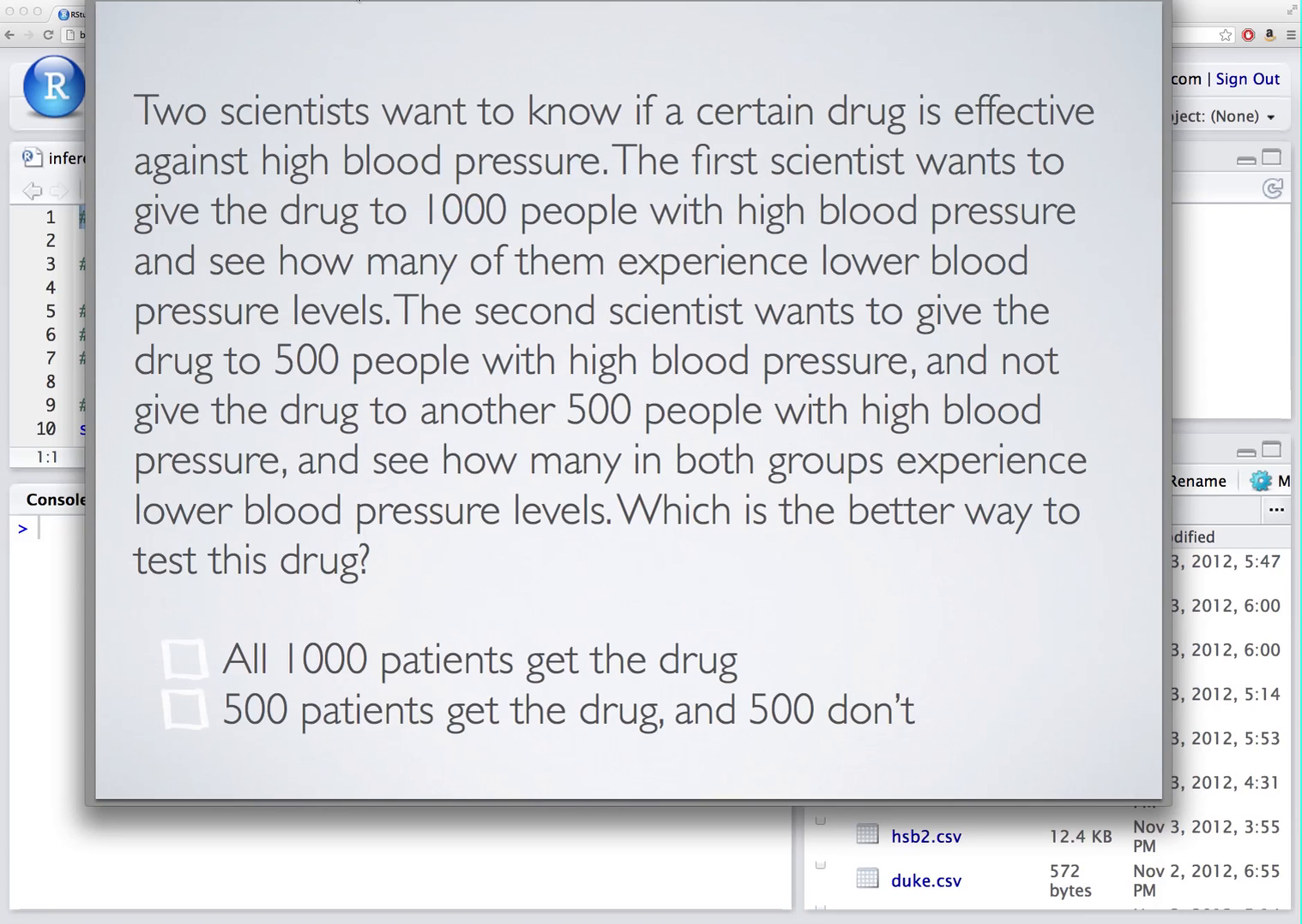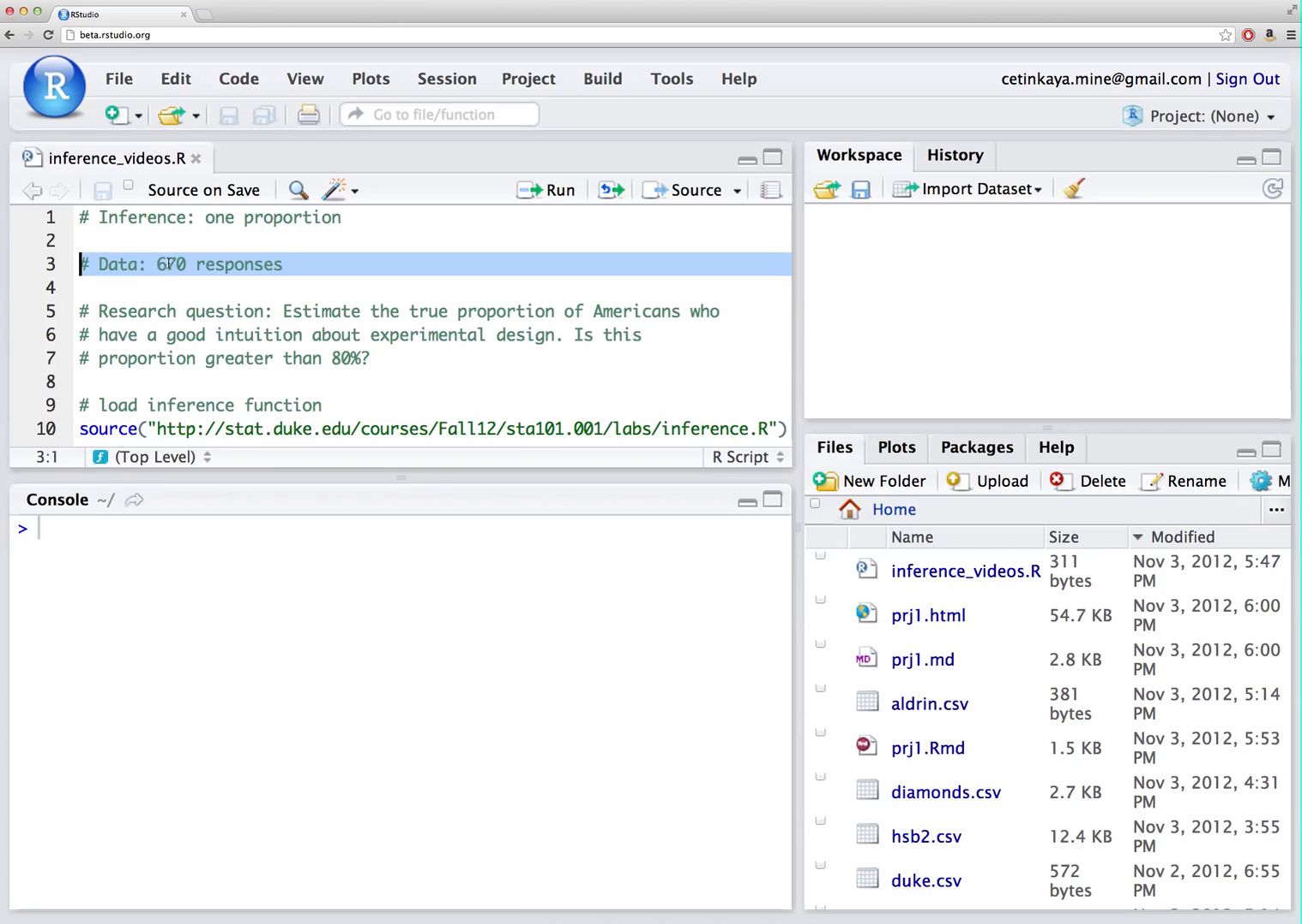Either all 1,000 patients get the drug, or 500 patients get the drug and 500 don't. The better way to test this drug actually is that 500 patients get the drug and 500 don't, because this allows us to have a control group, which is important if we want to do an experiment. So using these data, there are 670 responses to this question in the 2010 General Social Survey.